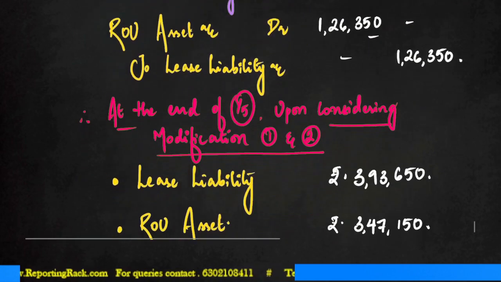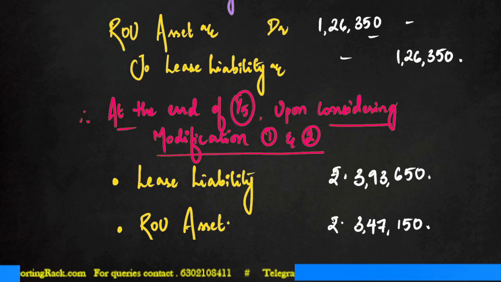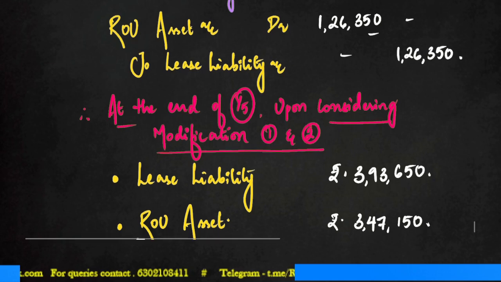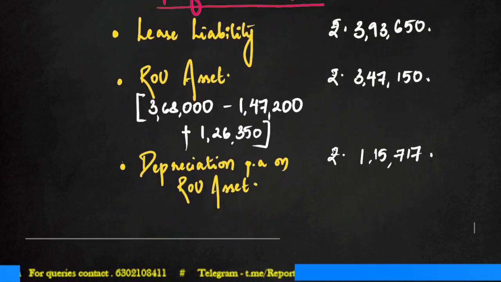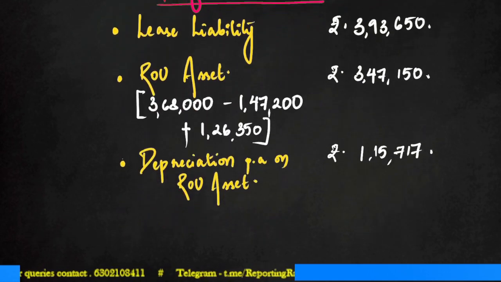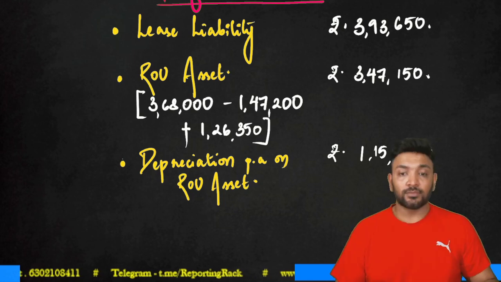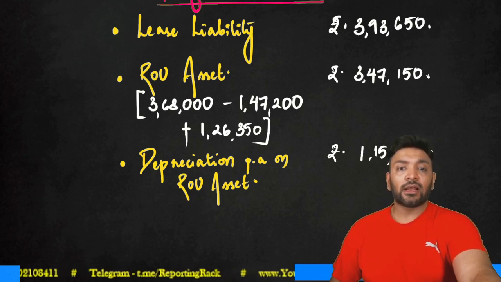So I wrote the entry as increase in value of ROU asset along with increase in value of lease liability. So at the end of the 5th year, these are the carrying value of lease liability and ROU asset and the revised depreciation to be charged per annum. Have a look at your answer.